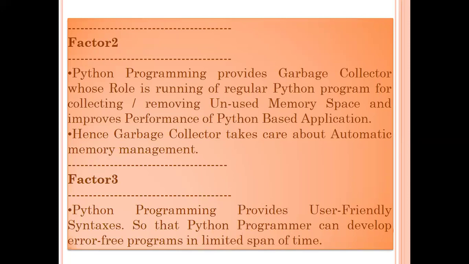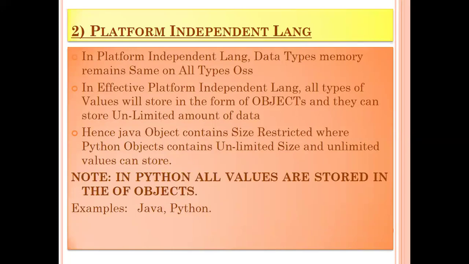Platform independent. Why is it known as platform independent? Because its data remains the same on all the OSs. If we talk about an effective platform independent language, all the types of values will be stored in the form of objects, and we can store an unlimited amount of data.